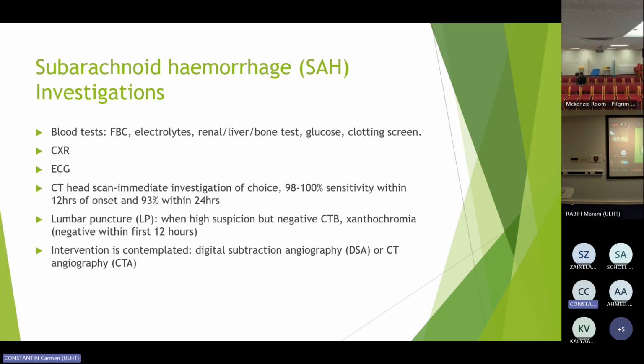And yes, we could do further investigation, so forms of angiogram, digital subtraction angiography or CT angiography, but DSA, for example, cannot be done in Lincolnshire, so this is a tertiary center. If there is a suspicion of an aneurysm which was not detected on the CT head or CT angiogram. Yes, CT angiograms can be done in Boston and in Lincoln.